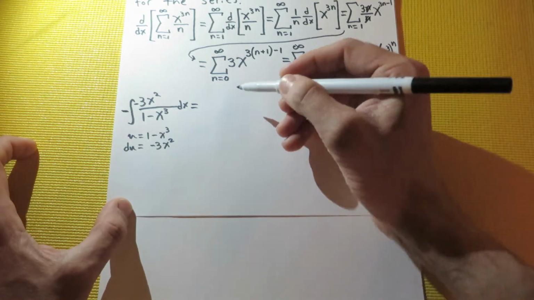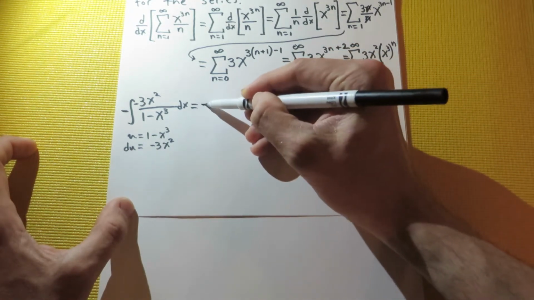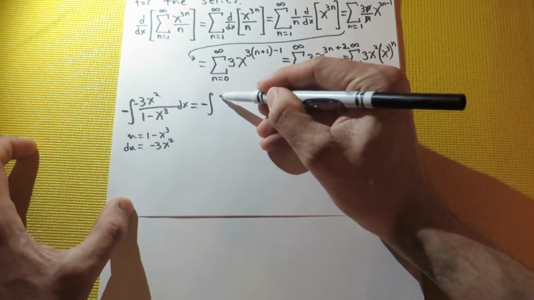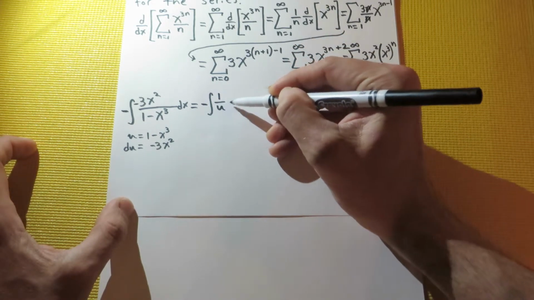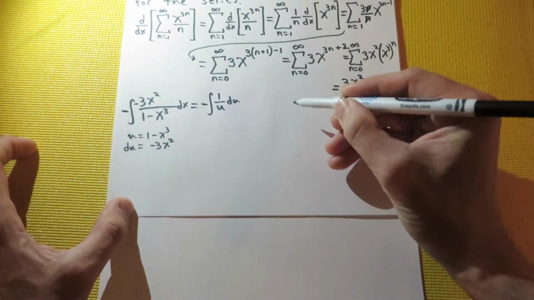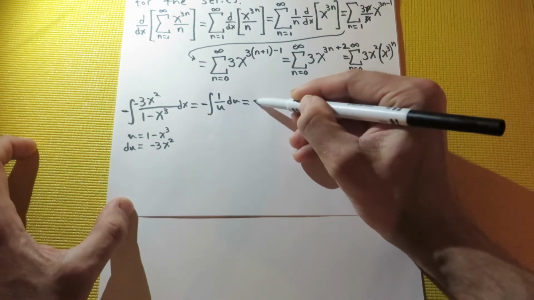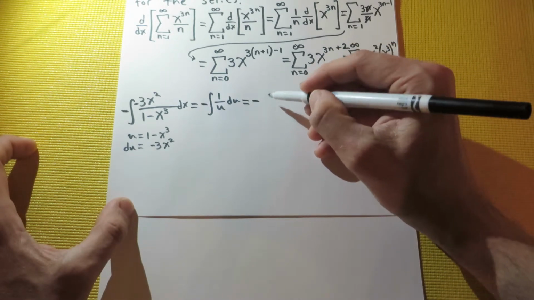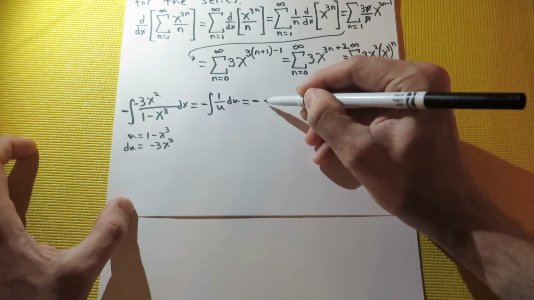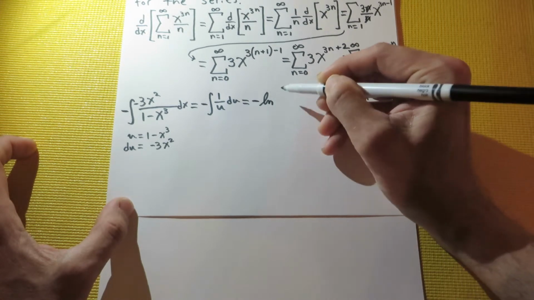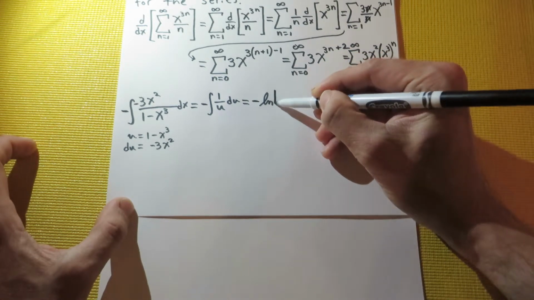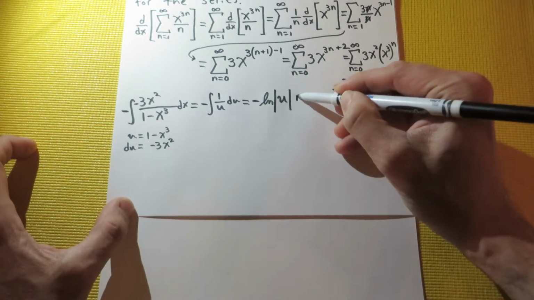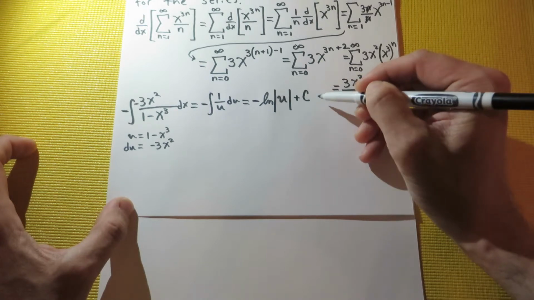So this is going to equal the negative integral of just 1 over u du, and we know how to integrate this. Don't forget your negative. And that's going to equal the negative natural log, or the log base e, of the absolute value of u, plus some sort of constant, we don't know what it is, c.